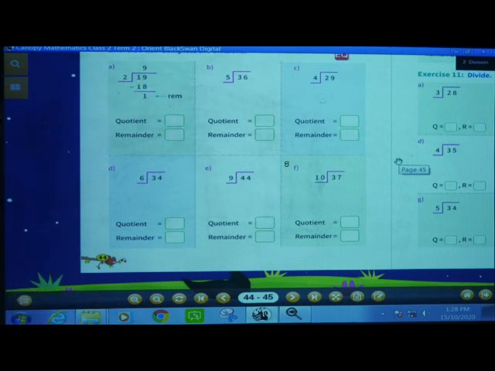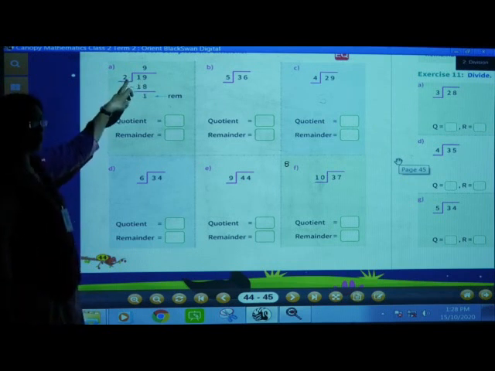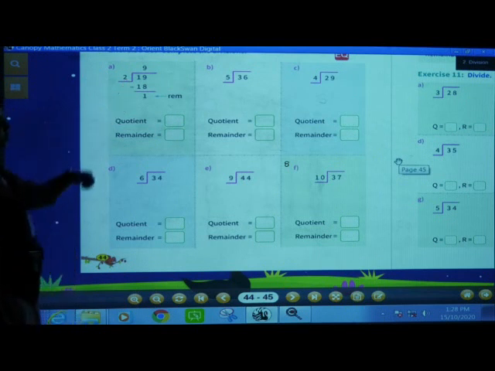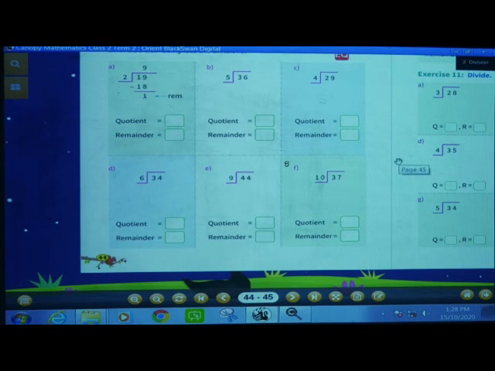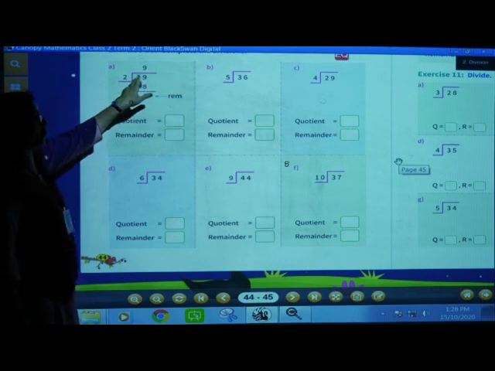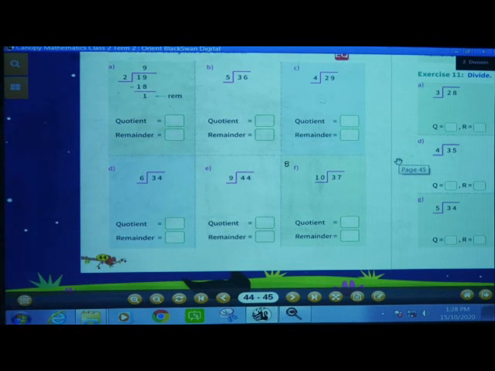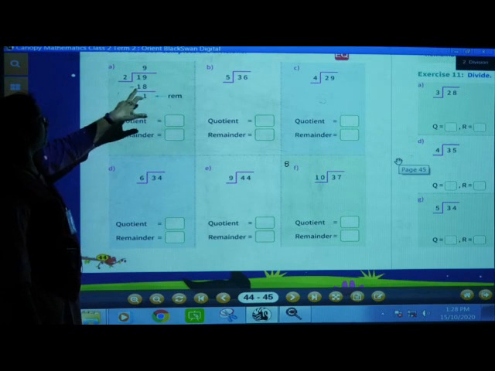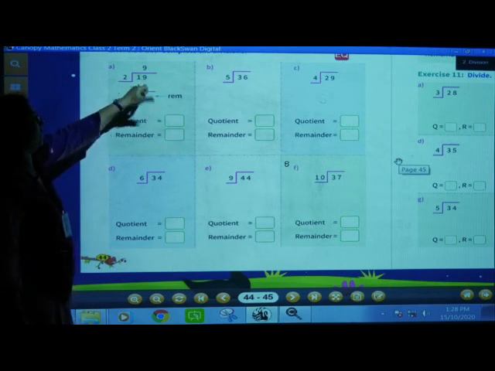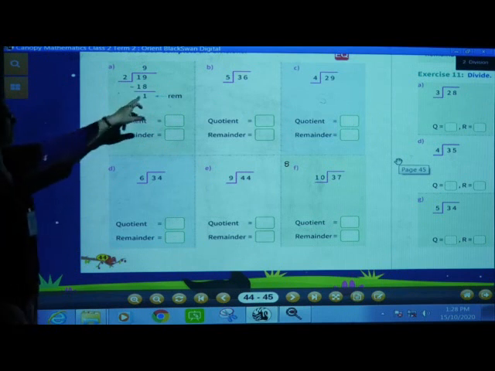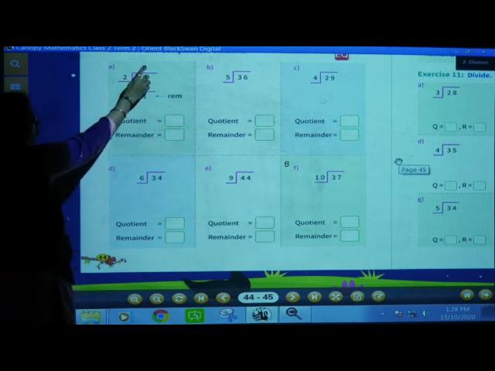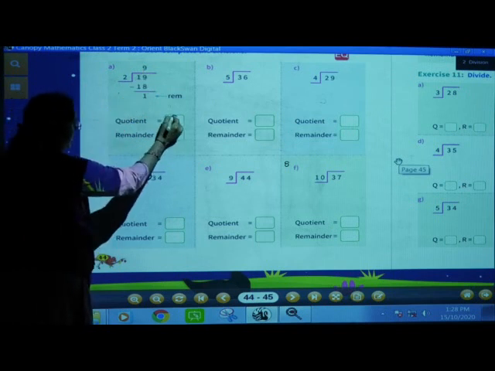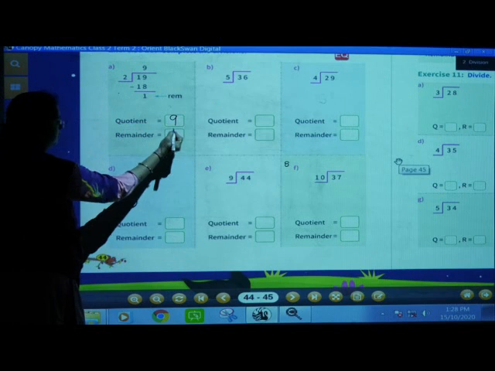Okay, we have to say the table of 2. Is 19 there in the table of 2? No. Then we have to see a smaller number than 19. What is the smaller number than 19? 18. 18 is the smaller number than 19. So 2 nines are 18. Subtract this 18 from this 19. What is the remainder? 1. And what is the quotient? 9. 9 is the quotient and 1 is the remainder. We have to write it there.